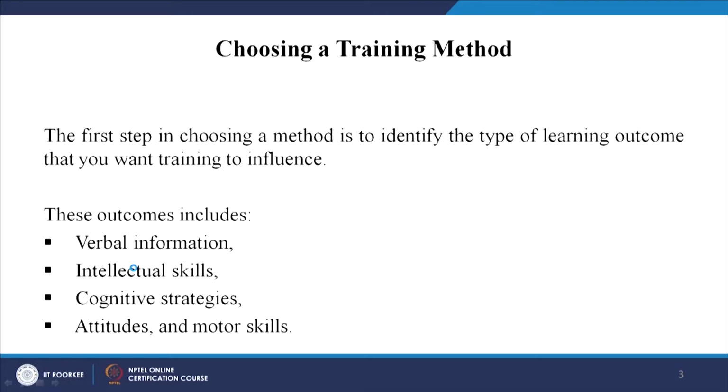Whenever we are talking about choosing a method, the first step is to identify the type of the learning outcomes, that is, what should be the learning outcomes that we want the training to influence. First and foremost, the learning outcomes will depend on verbal information. Verbal information is normally on the basis of experience sharing. Experience sharing is whatever the person has heard, learned or experienced in his life, and those situations that he would like to talk about with the trainees.